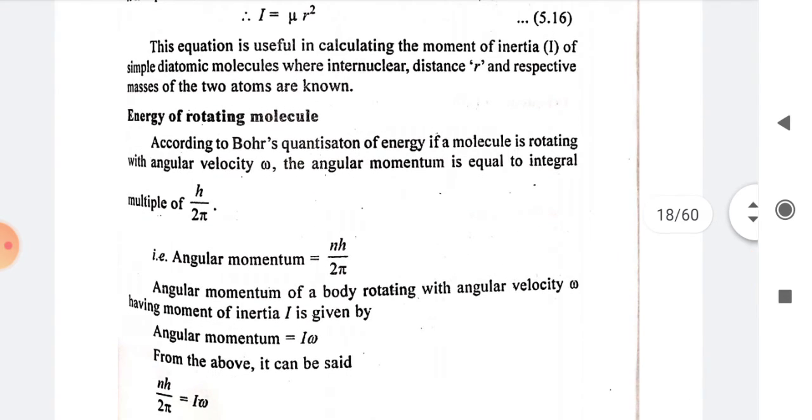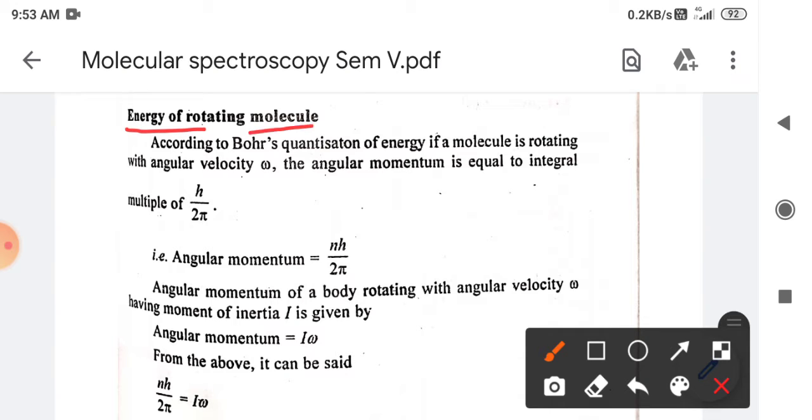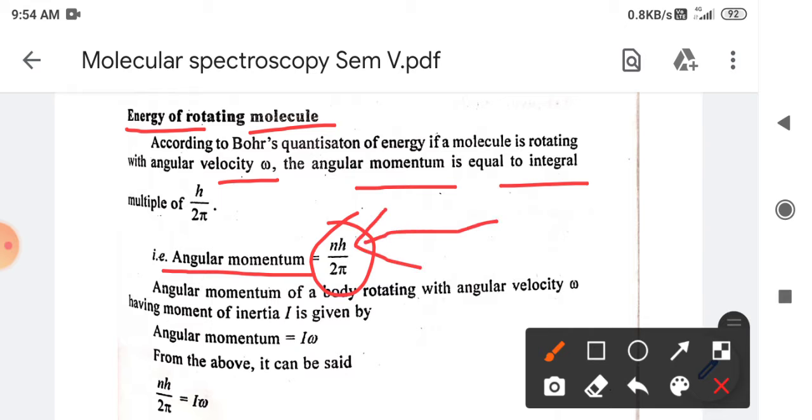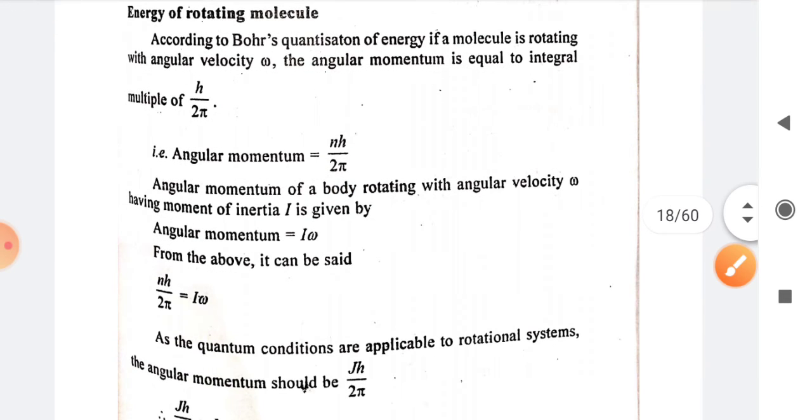Now the next part is the energy of the rotating molecule. According to Bohr's quantization theory, from the quantum theory we can get the rotation of the given molecule with angular velocity omega, and the angular momentum is equal to an integral multiple of h upon 2 pi. That is, the angular momentum is nh upon 2 pi, where n is a positive integer.